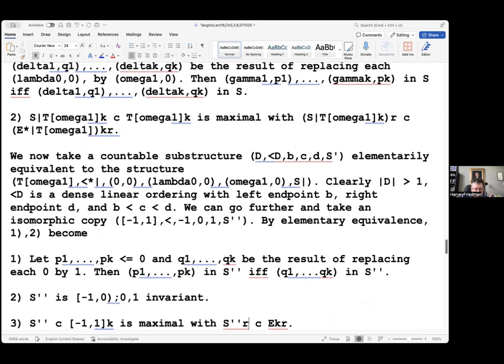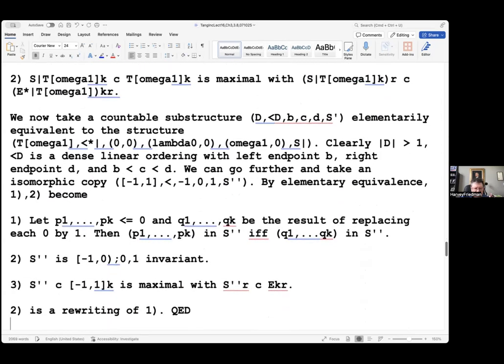Okay, by elementary equivalence, this becomes this: let P1 and P2 through PK be less than or equal to 0. So I'm just translating all this because of the elementary equivalence. Replacing each 0 by 1, then P1 through PK is in S double star. So this is the same thing, except that I've isomorphed it to this.